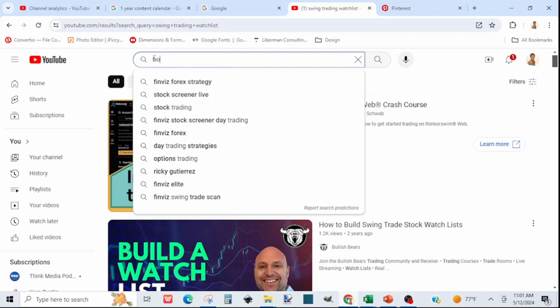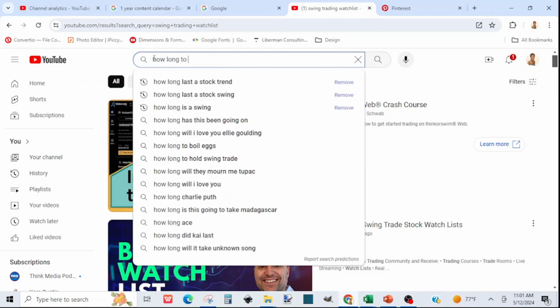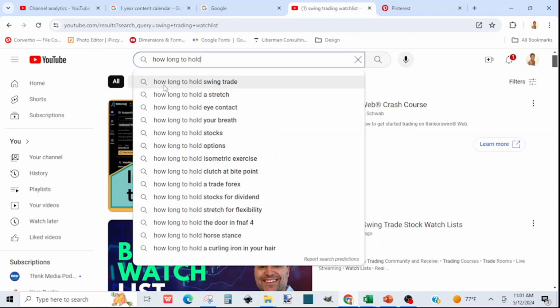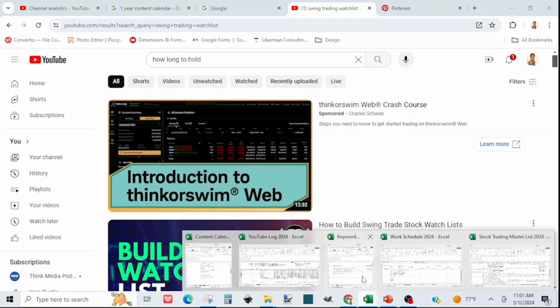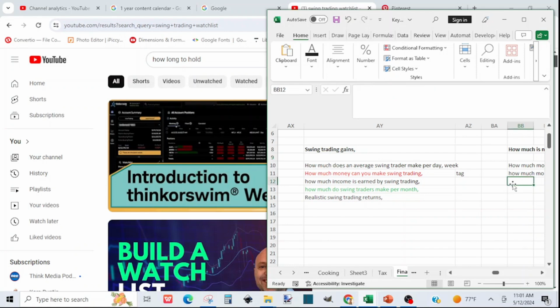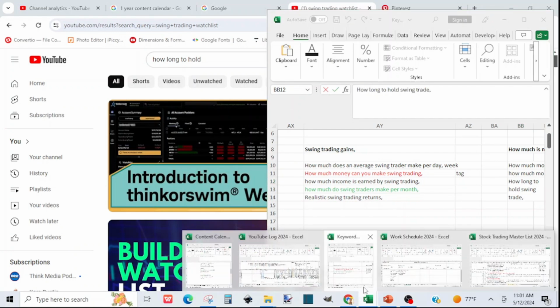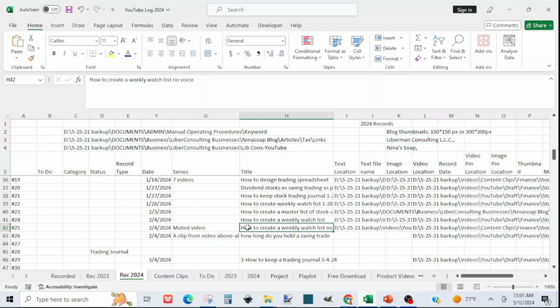Let me see if we search it. How long to hold? Okay, how long to hold swing trade? So people do ask that question. Okay, so how long to hold swing trade? And when we copy that, we can go back to this.